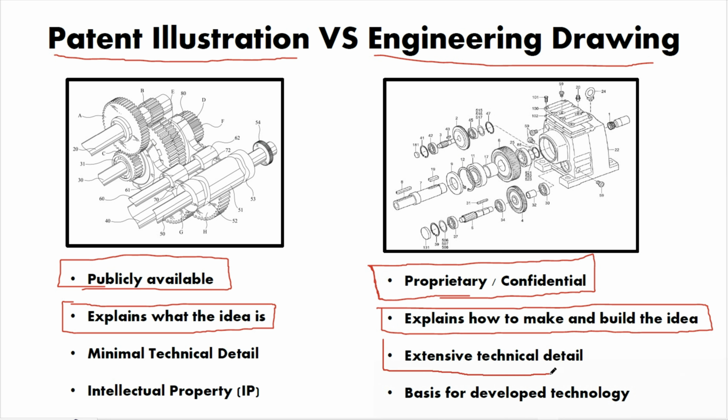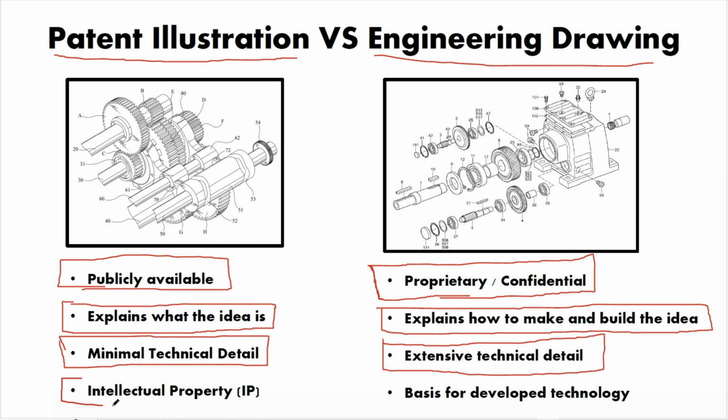So extensive technical details needed to replicate a specific part. And in a patent illustration, the technical detail is very minimal. Mostly it just calls out individual parts and names them and how they relate to each other. And this is not really needed to recreate the product. This is just enough technical details to get the point of the invention across.